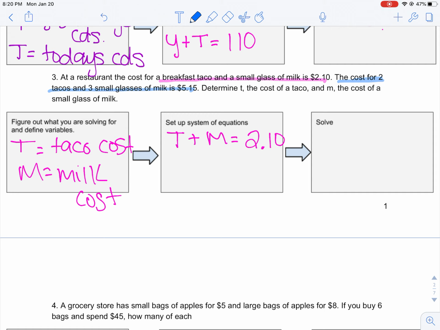Our second bill, we got 2 tacos, so I would say 2 times however much a taco cost plus 3 times however much milk cost is going to total $5.15. Now this one is set up for elimination.